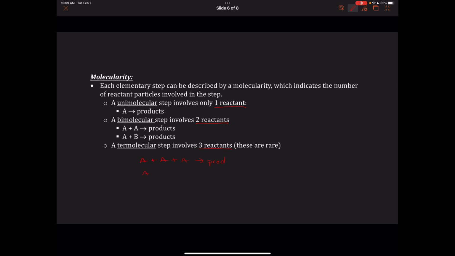We could have A plus B plus C producing products. And we can have many other variations. Termolecular is going to be rare because for that reaction to occur, remember our particles have to collide. Not only do they have to collide, but they have to collide in the right orientation so that the right things are interacting. When you have more particles, the statistical chances of them colliding in the correct manner becomes much lower, and therefore those reactions become much harder.